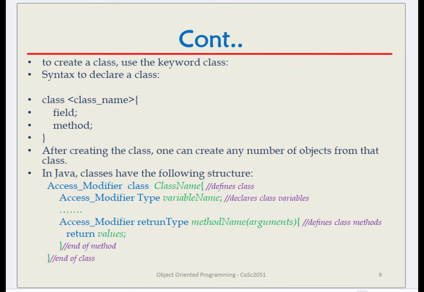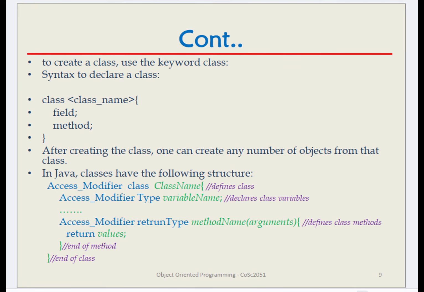Access modifier class name defines the class. Access modifier type variable name declares class variables. Access modifier return type method name, arguments, defines class methods and return values. End of method, end of class.